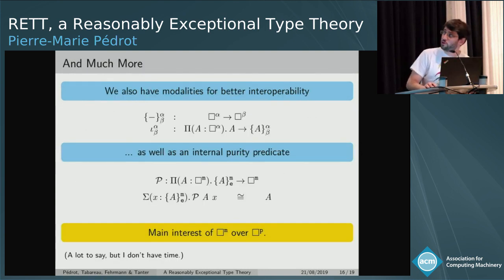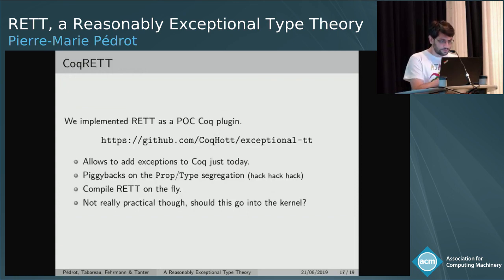We have a lot more stuff in the paper that I don't have time to describe. So we've got modalities, which is probably the reason I was put in this session for some reason. And a way to capture internally, using the mediating layer, the fact that an exceptional type or exceptional term is actually exception-free. And this is the main reason why we have this complex mediating layer. And yeah, really, I don't have a lot of time.